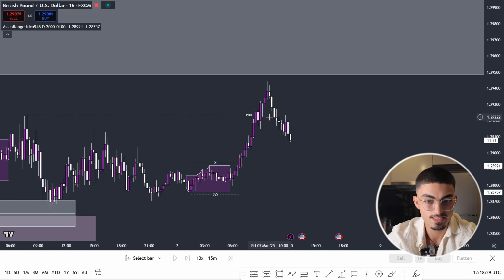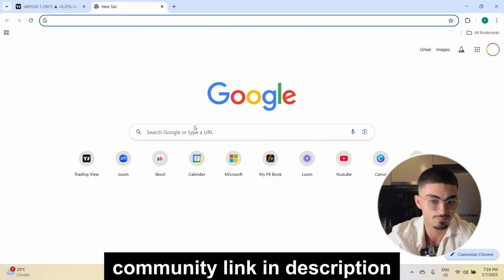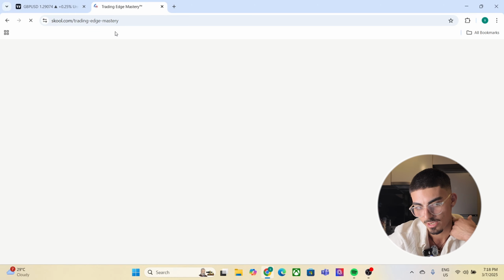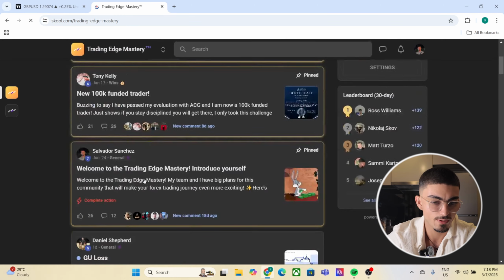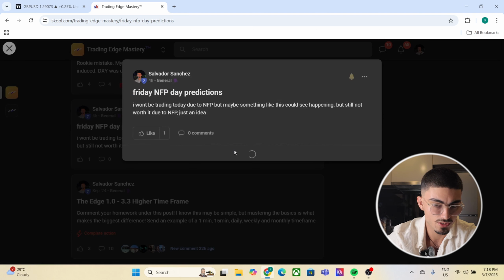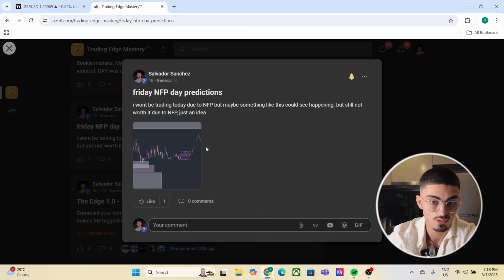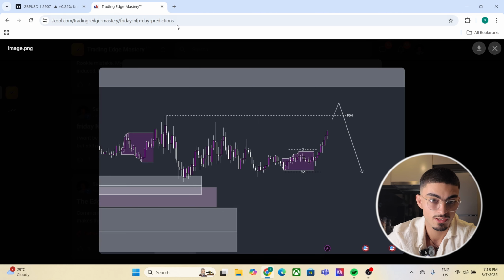But what's interesting is I did send this into my community. You can see if I go to my community right here, I sent this prediction in. I did say to them, I'm not looking to trade it because it's NFP. But as you can see right here, my predictions for NFP, here you go. I sent this in like 4 or 5 hours ago, you can see there at the top. And look at that, is that not perfect? Yes, I didn't trade, but the predictions themselves were still correct.